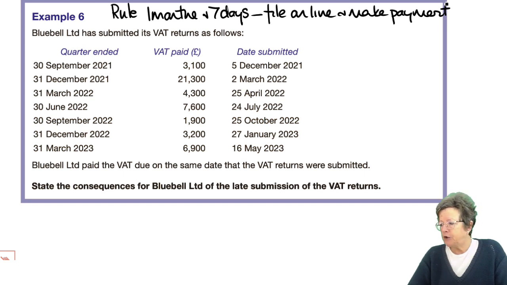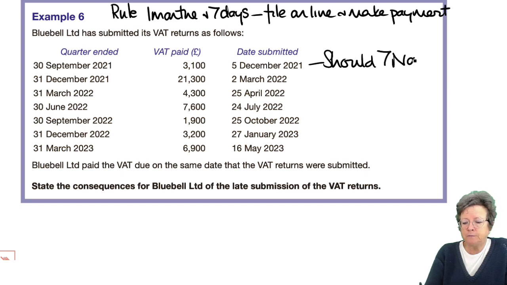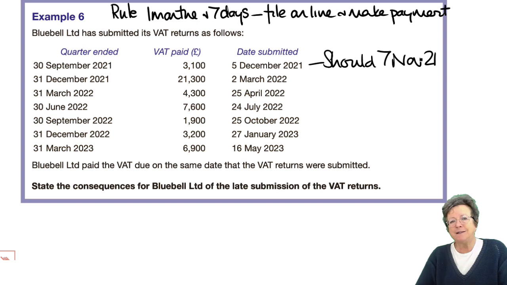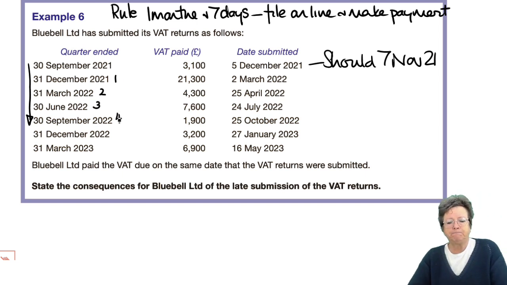So 30th of September 2021. What was the date it should have been paid? It should have been paid by the 7th of November. Therefore, it is late. So a surcharge notice will be issued which extends to, including 1, 2, 3, 4 quarters. So the liability notice has been issued.